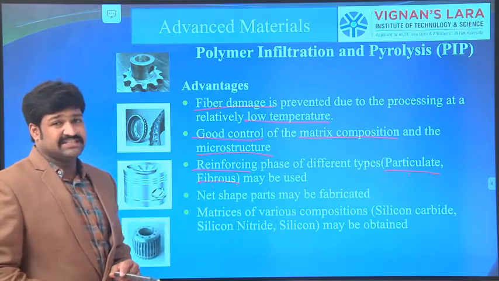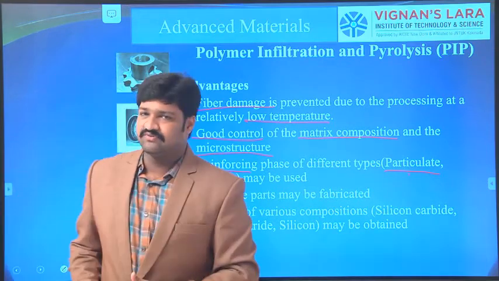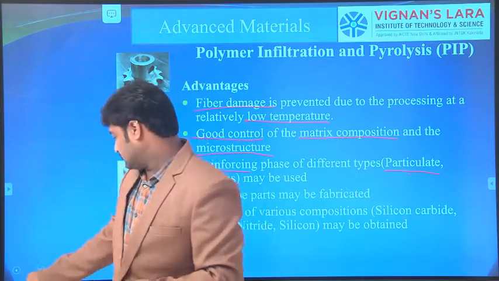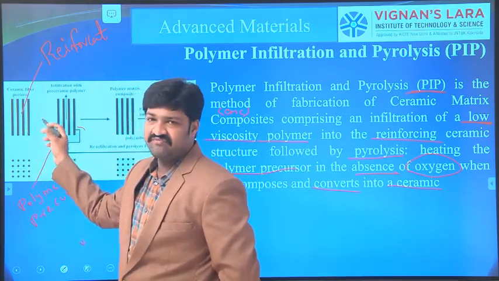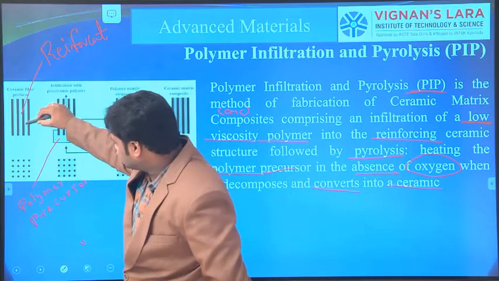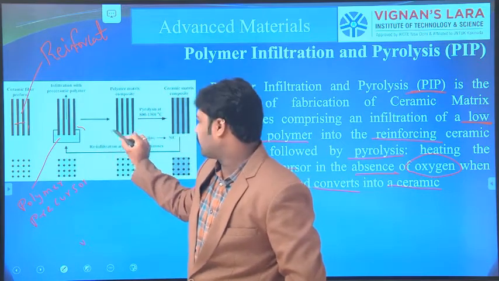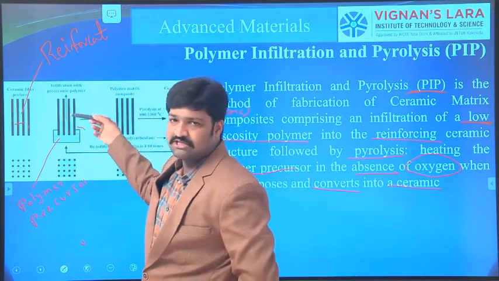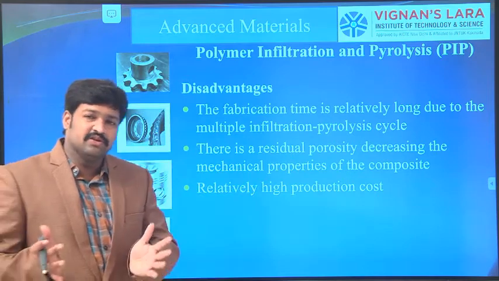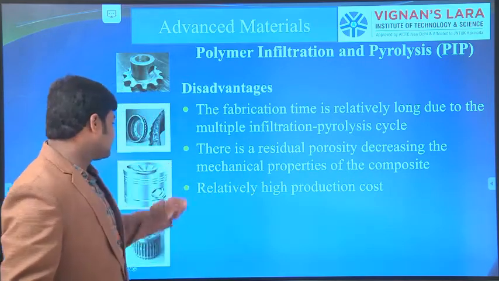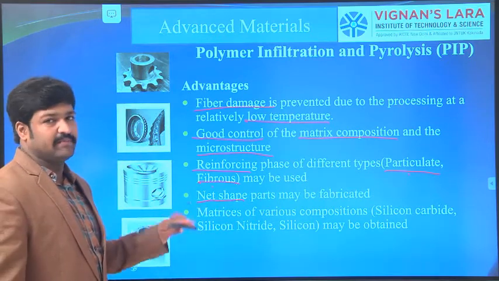The next one is that net shape parts can be fabricated. Whatever size we require, we use a preform of the same size. The only thing is that we are infiltrating the matrix into the preform. The spaces between the fibers are filled with the matrix metal. Apart from this, the fibers are also surrounded with matrix, so only a small amount of size is increasing. So we reduce the size of the preform and achieve a net shape compound. Net shape parts, of exact size, can be obtained by this process.